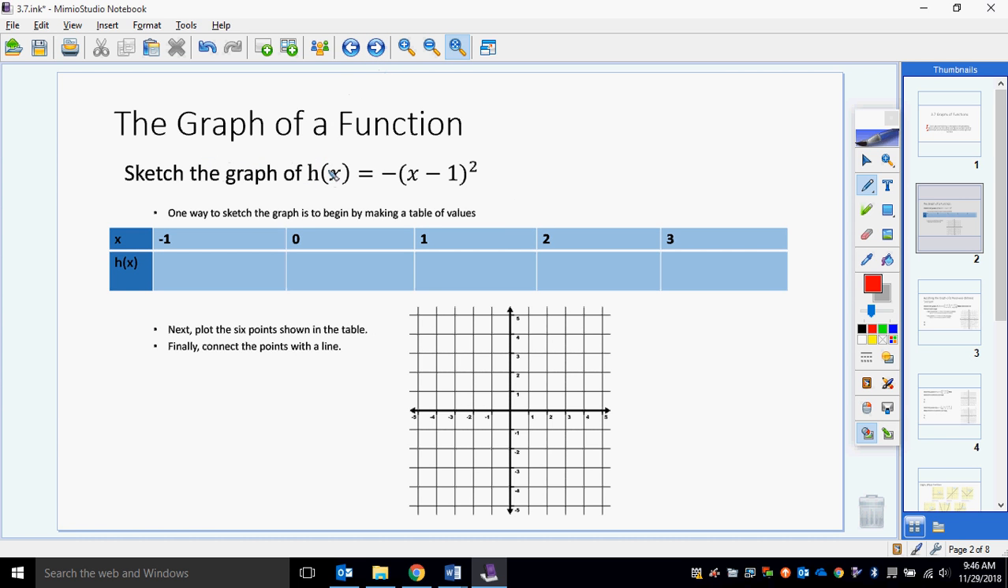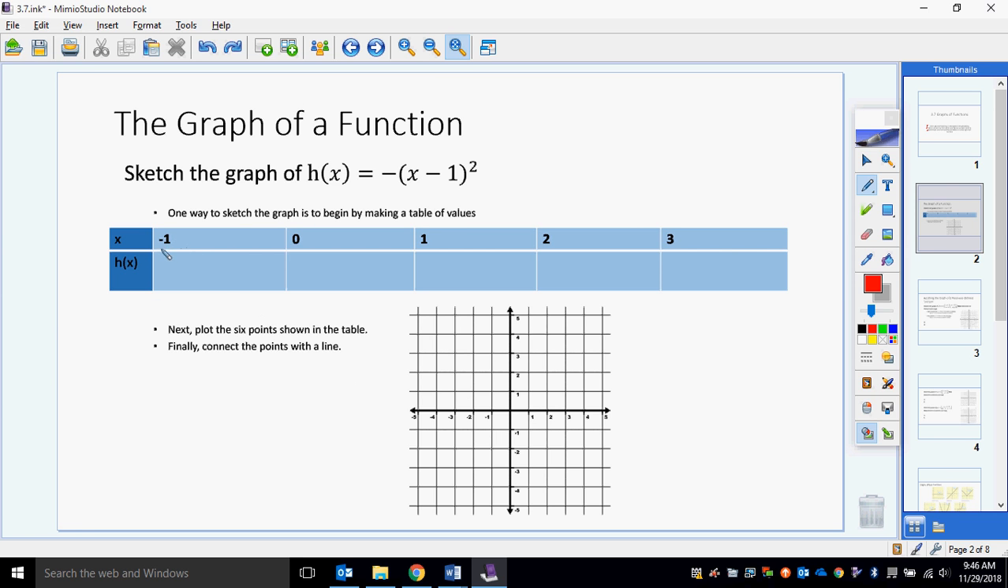So let's say I have the function h of x, and this function says negative the quantity x minus 1 squared. Okay, so I need to graph this. So obviously it's not in slope-intercept form, right? It's not in point-slope form. So I need to use that one method that we learned at the very beginning on sketching, making a table of values to figure out some ordered pairs so that way I can connect the dots and form a line.